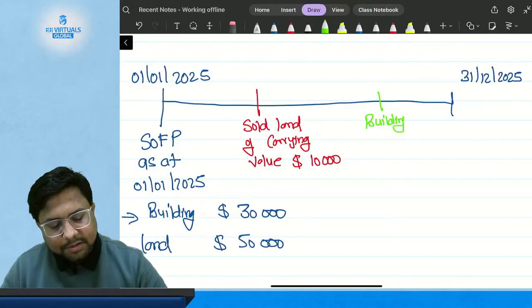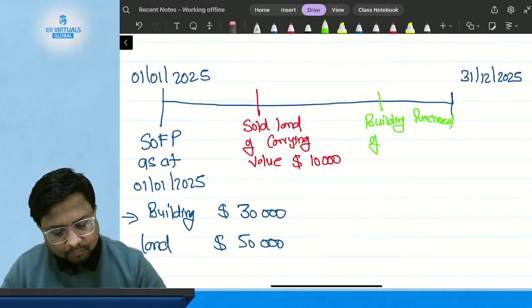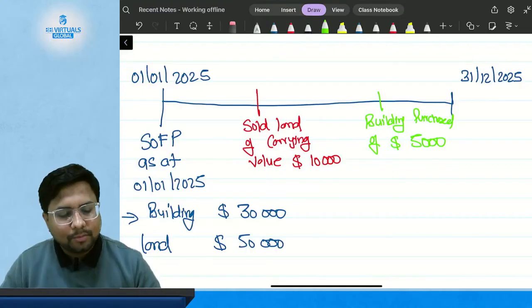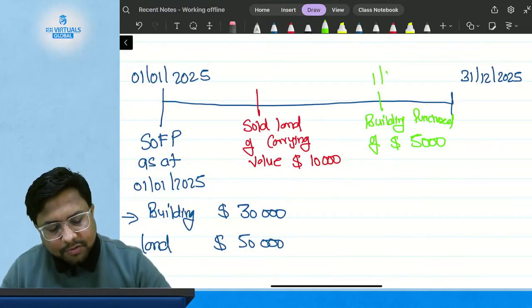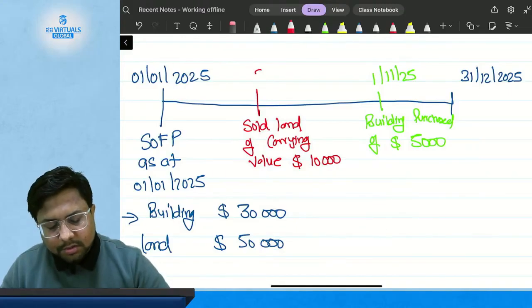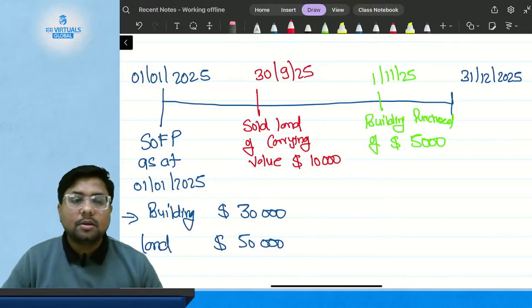a building. I have purchased a building of $5,000. Okay, I can also give you the dates. The building purchase is done on 1st of November 2025 and the land sale is done on 30th of September 2025.